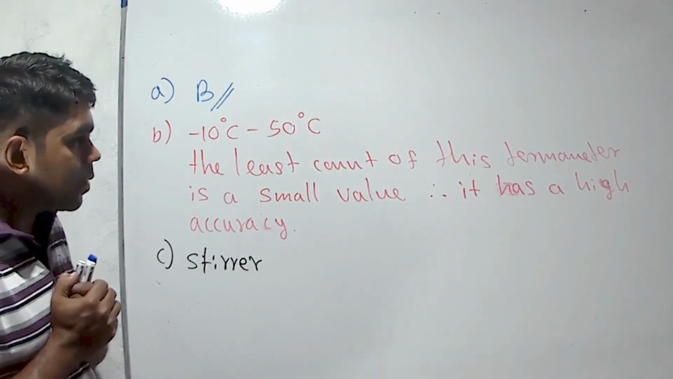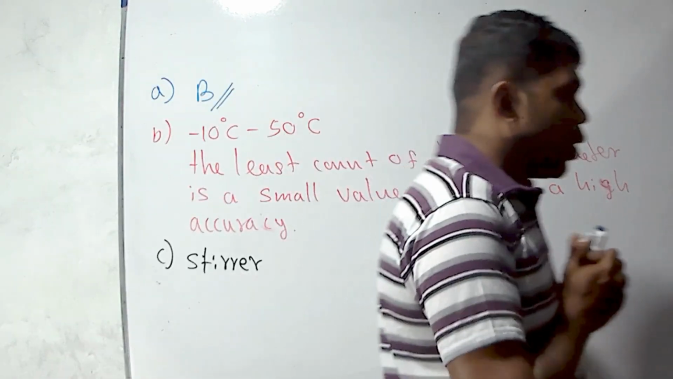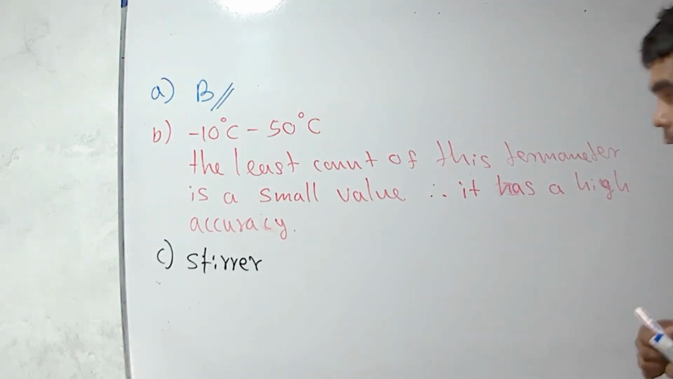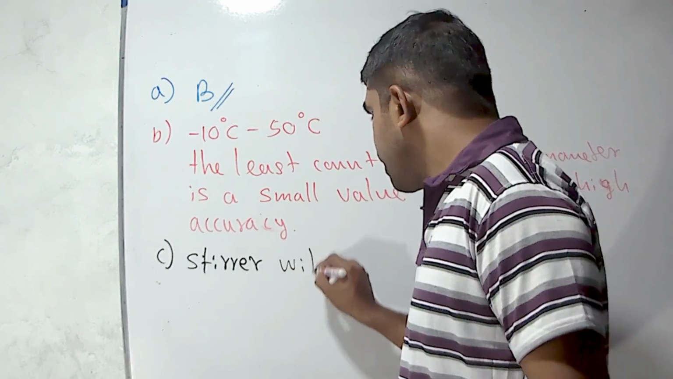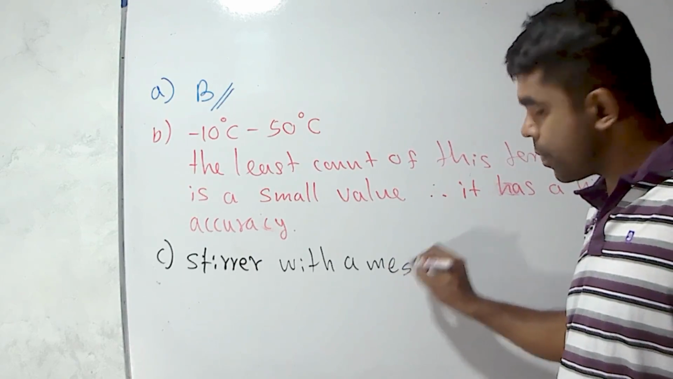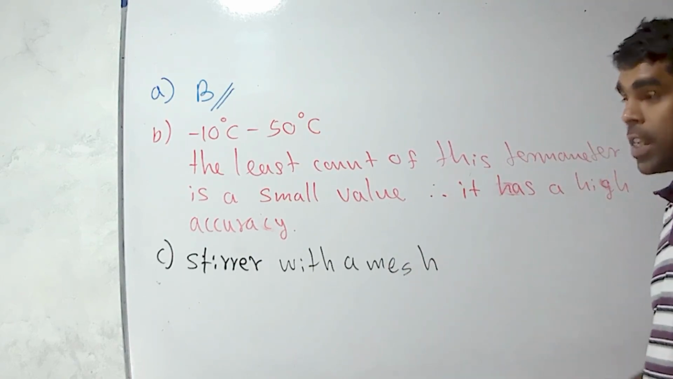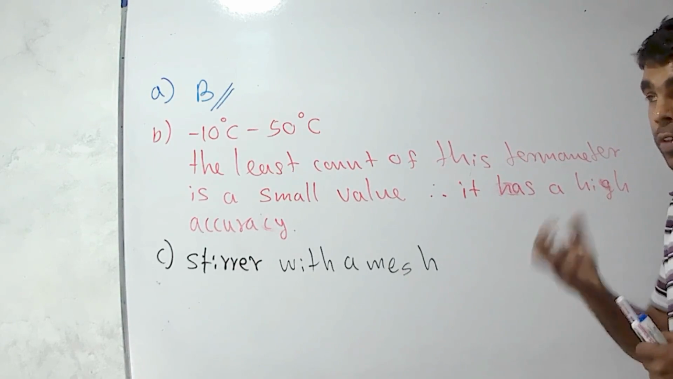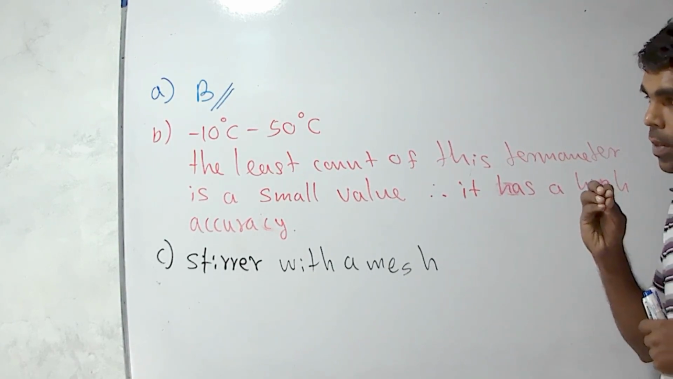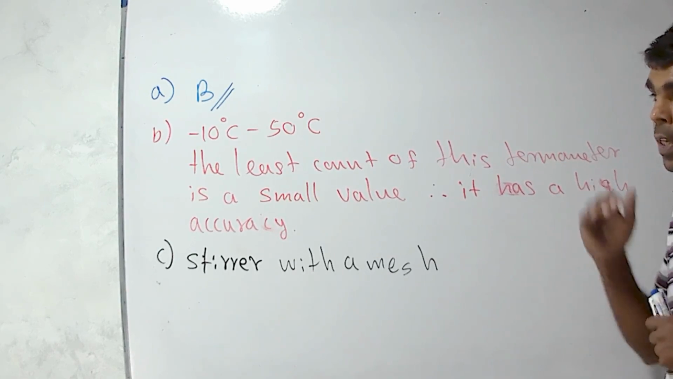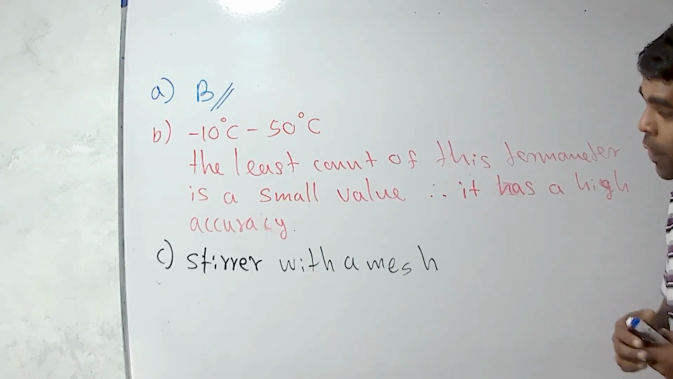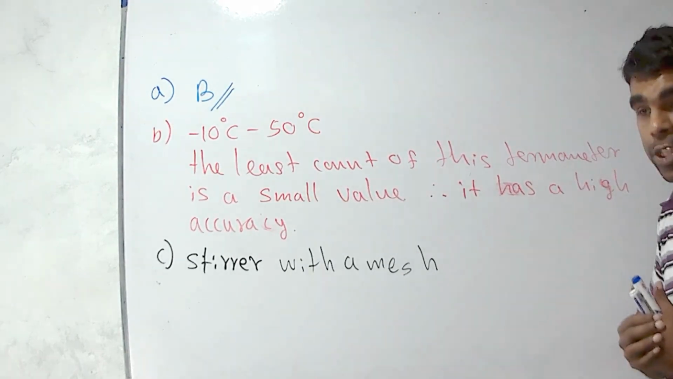When using a stirrer for this experiment, we have to make a stirrer with a mesh. Because ice is floating in water, we have to maintain ice cubes in an immersed condition. Therefore, we can use a stirrer with the mesh.